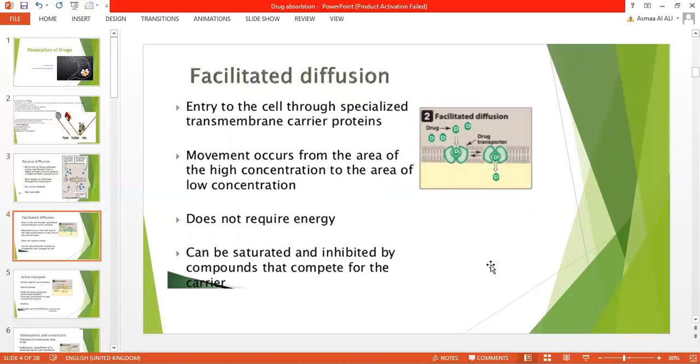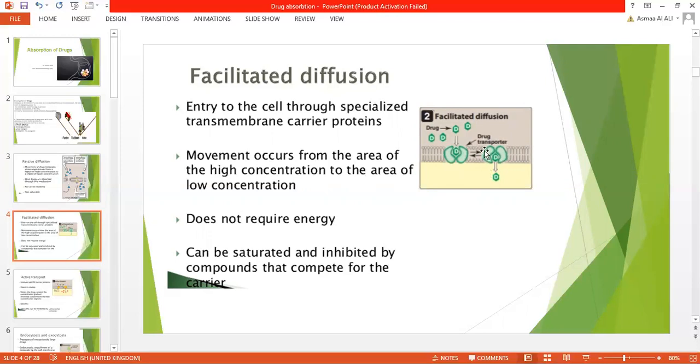For facilitated diffusion, entry to the cell is through a specialized transmembrane carrier protein. Here we need a carrier protein. Also, movement occurs from the area of high concentration to the area of low concentration, does not require energy, can be saturated and inhibited by compounds that compete for the carrier. This process is known as facilitated diffusion. It does not require energy and can be saturated and inhibited by compounds that compete for the carrier.